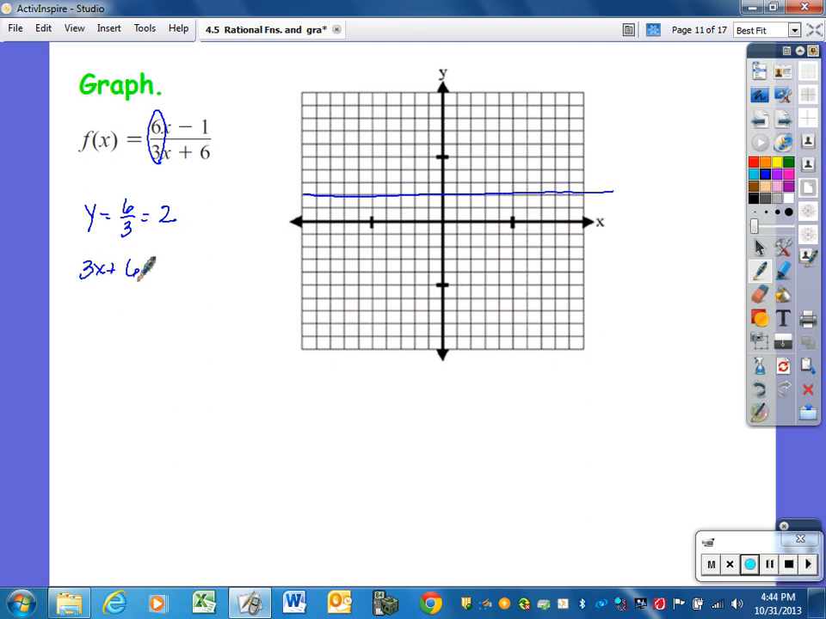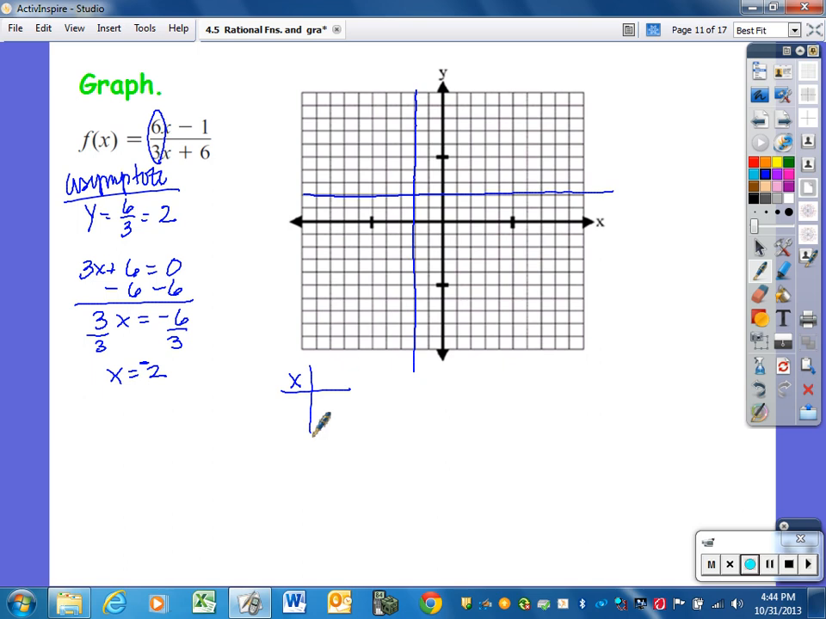3x plus 6 equals 0. Subtract 6. 3x equals negative 6. Divide by 3. X equals negative 2. X equals negative 2. This does not model a parent function, so I'm going to have to just pick values into my original function.